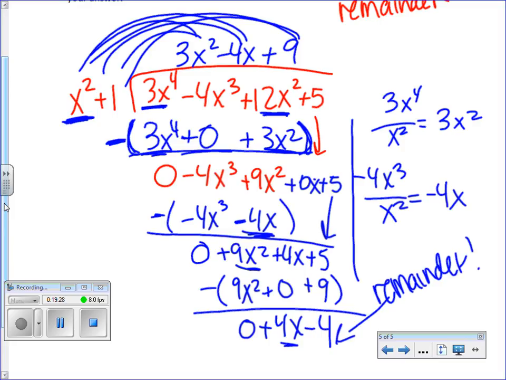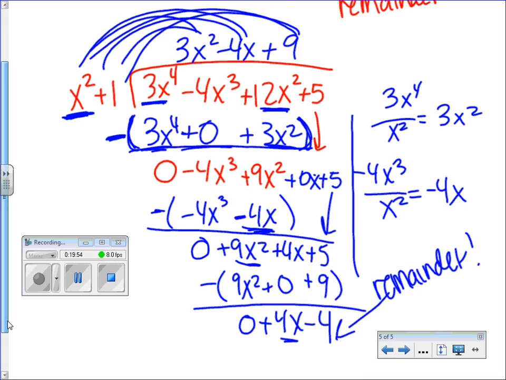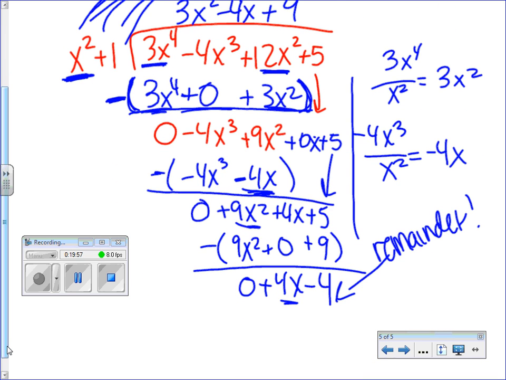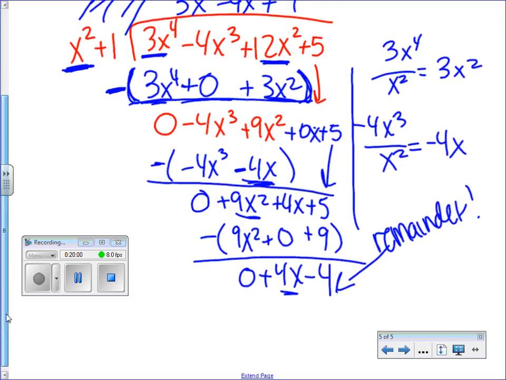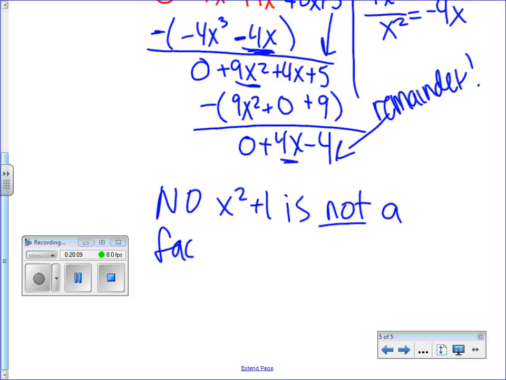Okay, so the question asked, is x squared plus 1 a factor of negative 4x cubed plus 3x to the 4th plus 5 plus 12x squared? Justify your answer. All of our work is a justification. All this question is asking is, is there a remainder? Yes, there's a remainder. Our remainder is 4x minus 4. So no, x squared plus 1 is not a factor because there's a remainder.